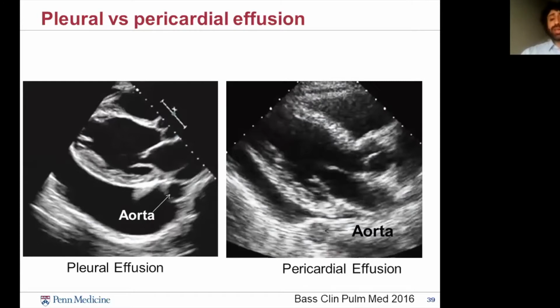Also, a nice trick is that the parasternal long axis view lets you differentiate a pericardial effusion, which goes between the descending aorta and the heart, from a pleural effusion, which goes behind the descending aorta. Otherwise, on ultrasound, it can be very confusing whether you're seeing a large pleural effusion, as in the case of the parasternal long axis view on the left-hand side of the screen, versus a pericardial effusion.